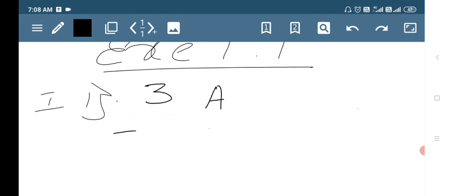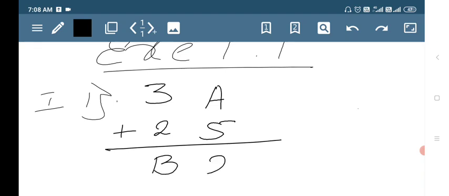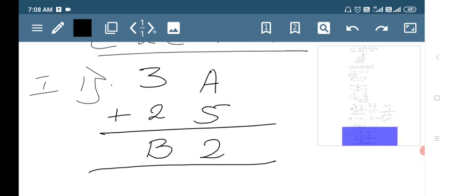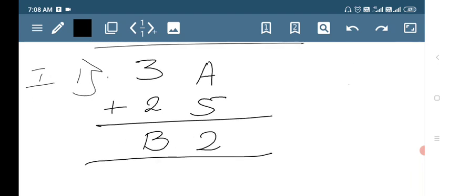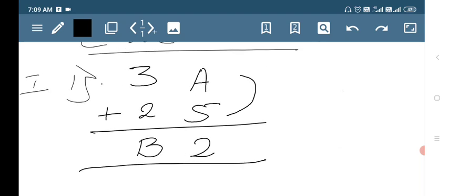A plus 25, and the result given here is B2. So, we know that anything added with 5 cannot give you 2. So, there must be a 2-digit number; adding A and 5, we are getting a result as a 2-digit number. So, what could be the number?